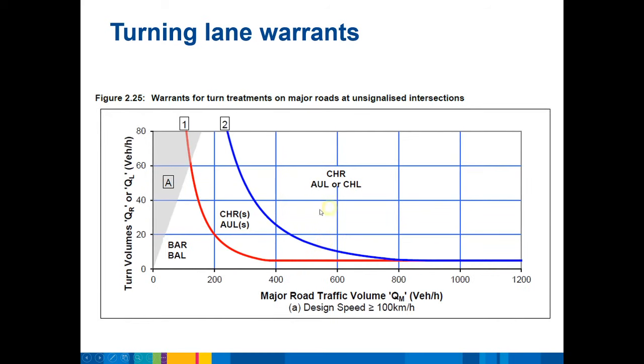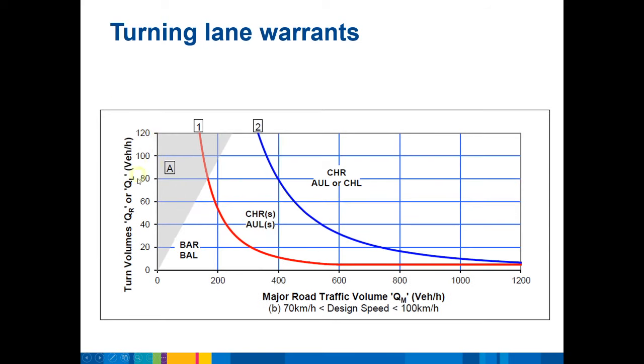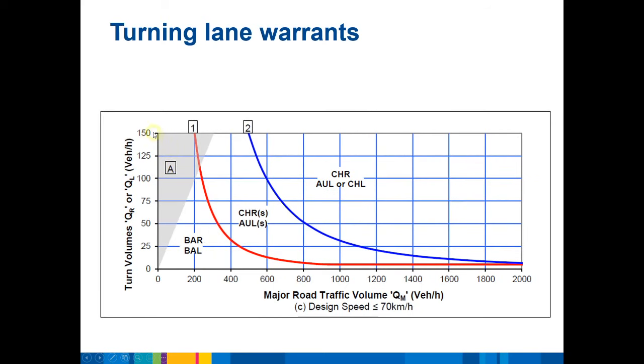So here are the turning lane warrants. You can see they vary slightly. This one has got up to 80. In a lower speed environment, we can have more vehicle movements coming in. And again, as we come down lower, we can have more vehicle movements coming in and more vehicle movements on the major road, which just makes sense. We don't need to worry so much about the potential risk. Obviously, we need to make sure that things are still safe, but the safety is going to be easier to achieve in lower speed limits.